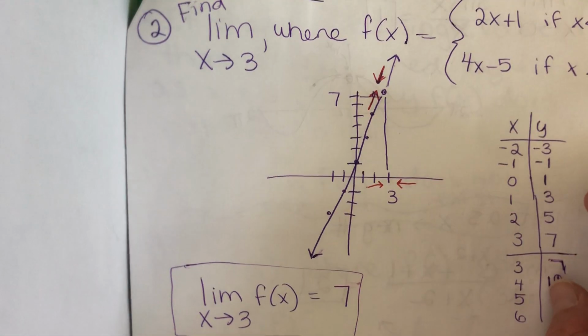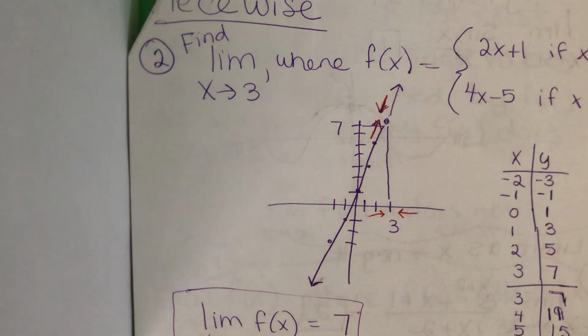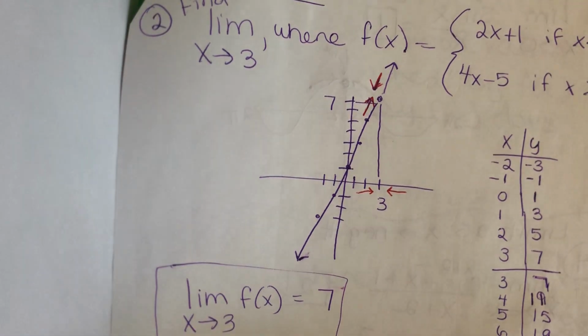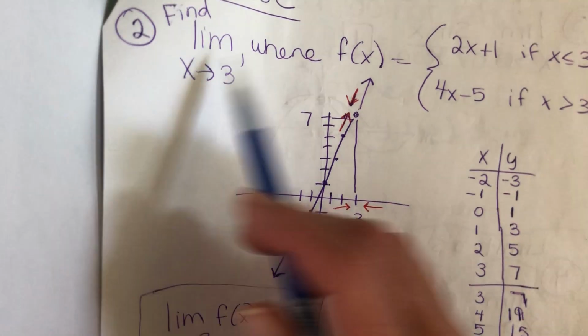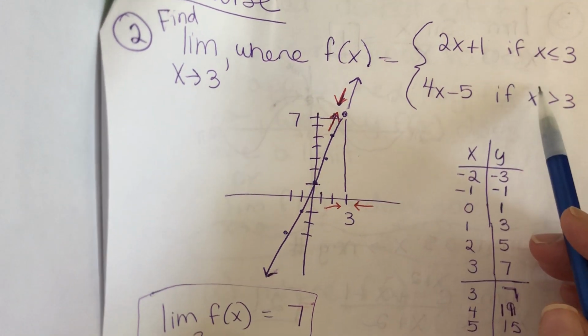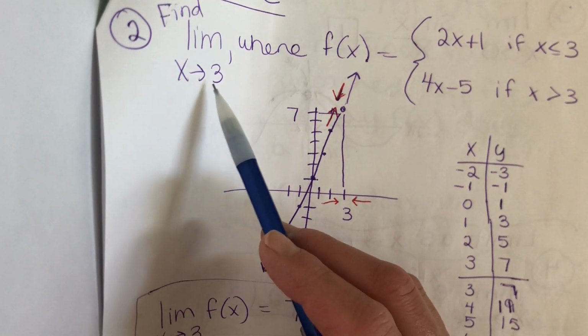So let me find another example now. So this drawing is pretty bad. You probably want to look at your textbook for this one. The limit where this graph, which is a piecewise function, approaches 3.